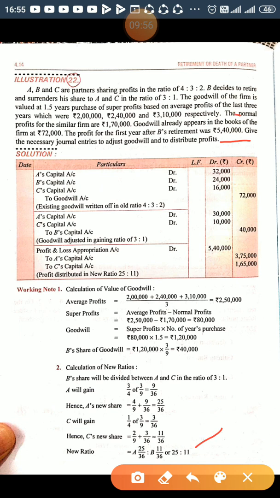So this 5,40,000 will be shared by A and C in the ratio of 25 is to 11. So the journal entry will be distribution of profit: profit and loss appropriation account debited to A's capital and C's capital in the ratio of 25 is to 11. In the first chapter you would have learned profit and loss appropriation account.